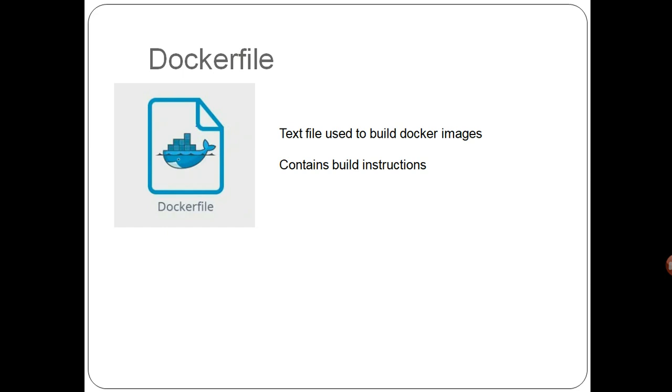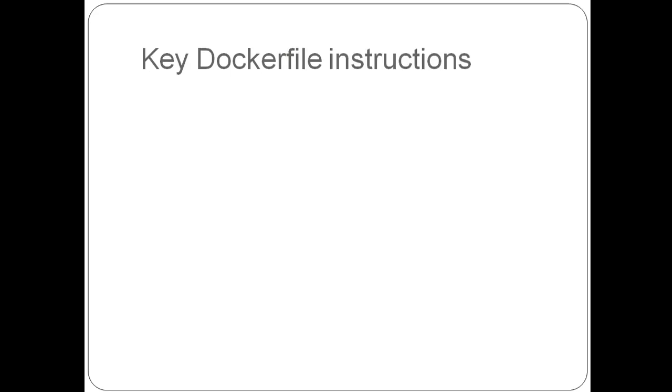A Dockerfile is basically a text file used to build Docker images, and this Dockerfile contains build instructions. Dockerfile has some instructions. Let's discuss some key Dockerfile instructions.